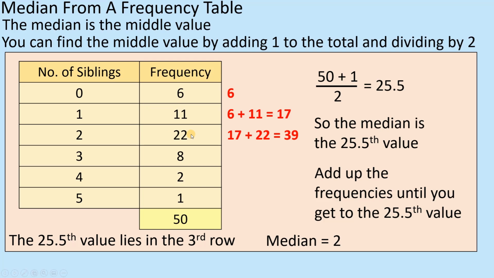All right, so that's all you need to do, rather than writing them all out in a big long line, just think about where your 25th and a half value is. It's going to appear in this section of 2s.